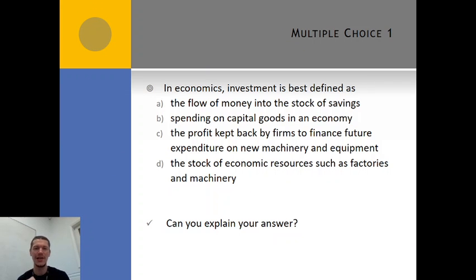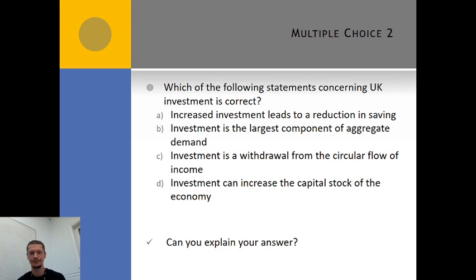All right, multiple choice. In economics, investment is best defined as... pause and think, shout your answer out to yourself. Let's unpause. The flow of money into the stock of savings, no. Spending on capital goods in an economy, probably. The profit kept back by firms to finance future expenditure on new machinery and equipment, no. The stock of economic resources like factories and machinery, maybe. But if we go right back to the start of the PowerPoint, B is your correct answer. It's spending money on capital goods within an economy.